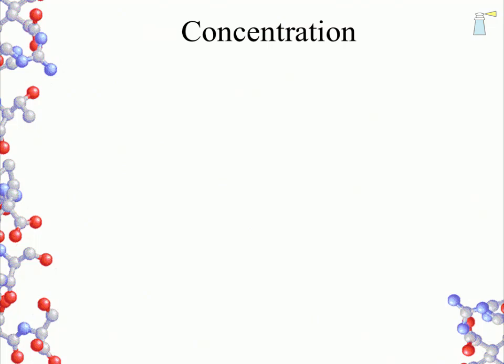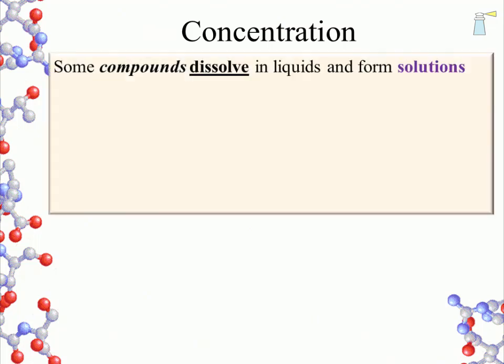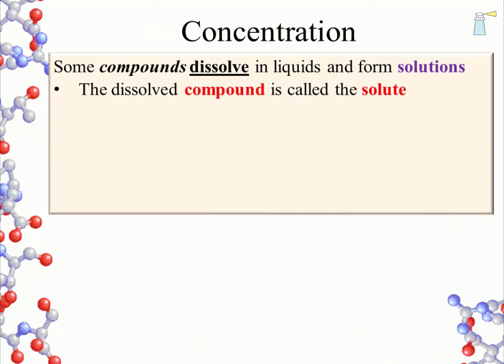Concentration, and we will limit the discussion to concentration in liquids. Some compounds dissolve in liquids and form solutions. Important terminology includes the solute. That is a compound which is dissolved in the solution. The dissolving liquid is called the solvent. Together, solute and solvent are a solution. The lecture on concentrations and dilutions in the water and solution series covers these terms more in depth.